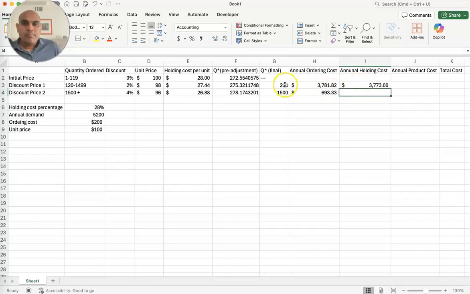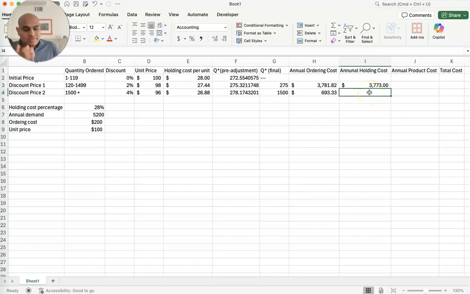So now you'll notice that because we are pretty close to the optimal order quantity, the holding cost and ordering cost are close to each other. 3781 and 3773, pretty close to each other, right? So if we use 275.3211, the whole thing by itself, these two numbers would be exactly the same, because that's how you calculate the value of Q star, right?